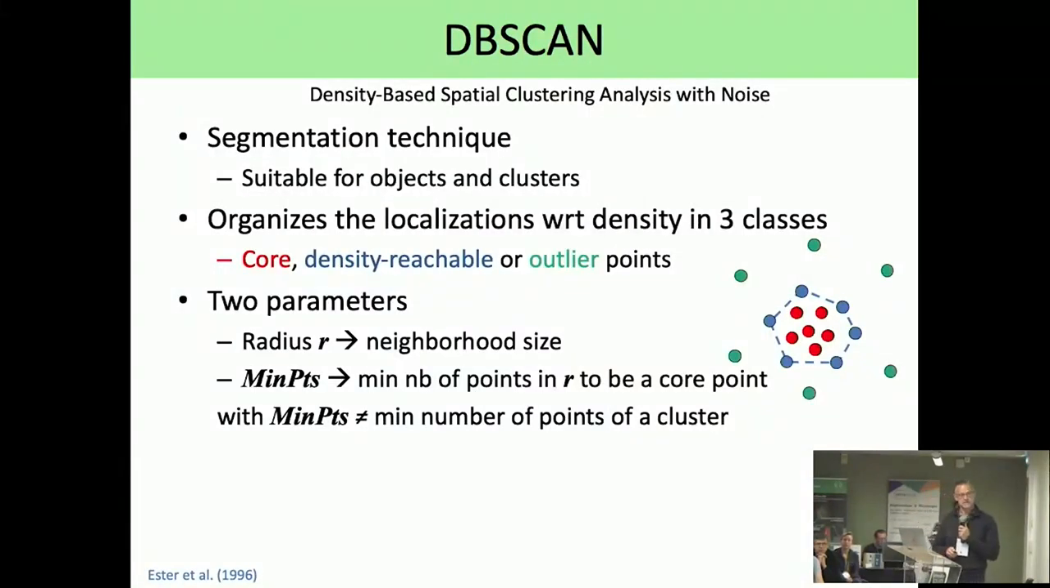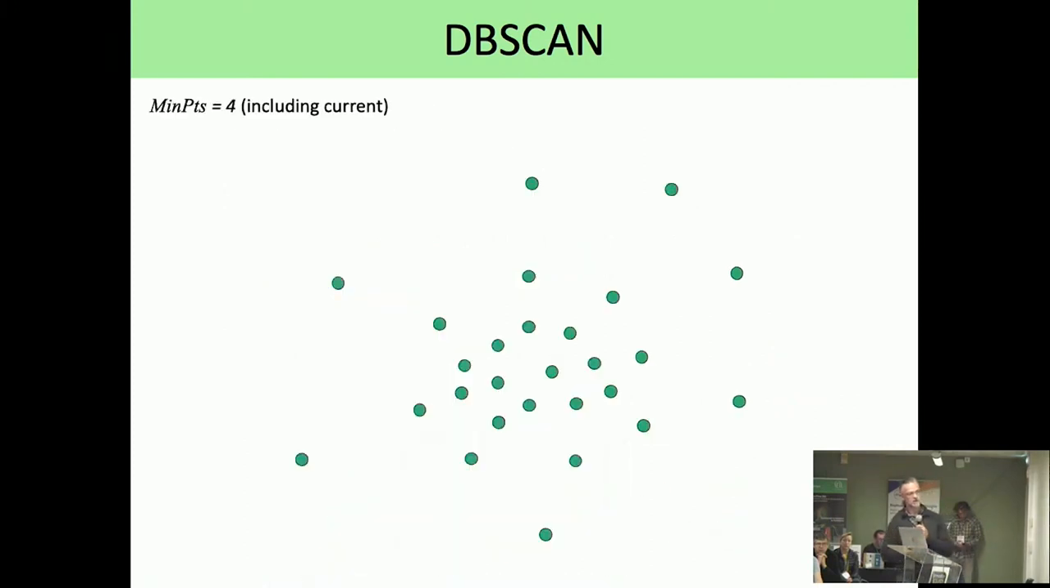Then comes the segmentation technique, and certainly one of the most popular is the dbSCAN approach. The idea is to classify every single localization depending on their density. The density is defined by two parameters: the radius, which is the neighborhood of each molecule, and the number of localizations that you have inside it, which together define the density. So that's how things work. Typically you have to define these two parameters.